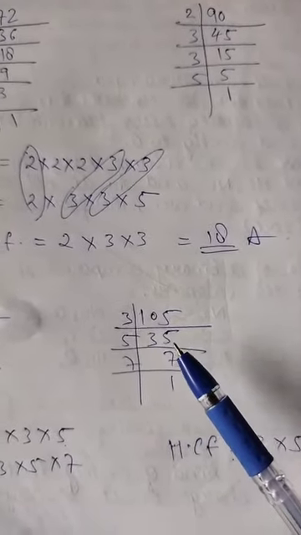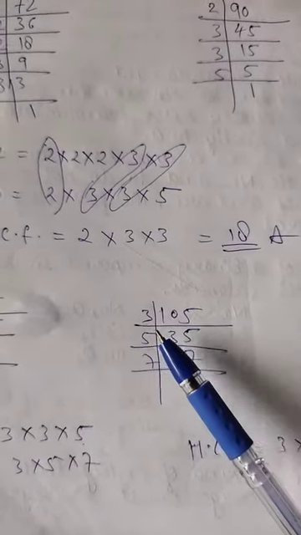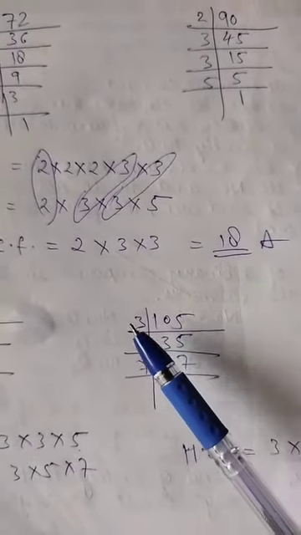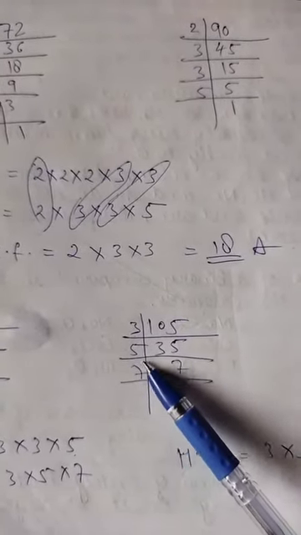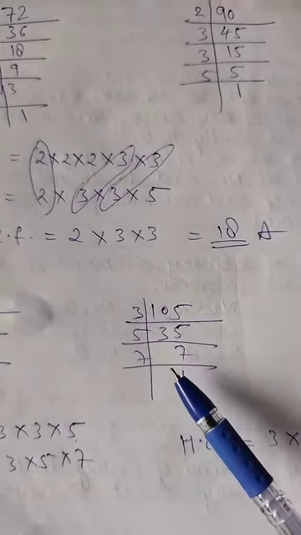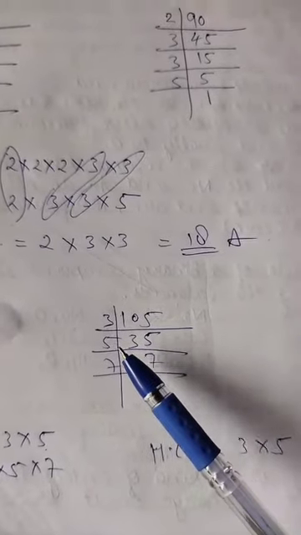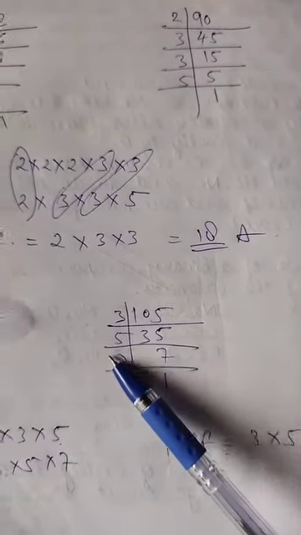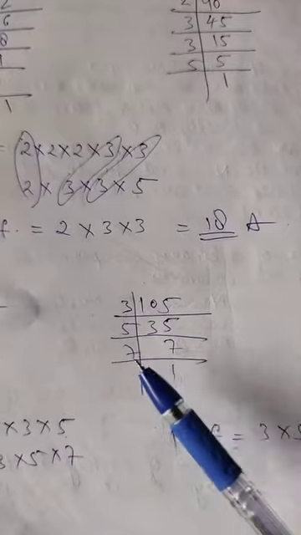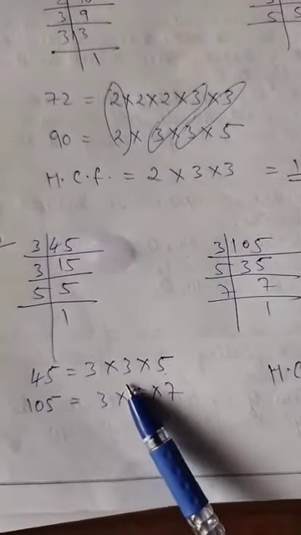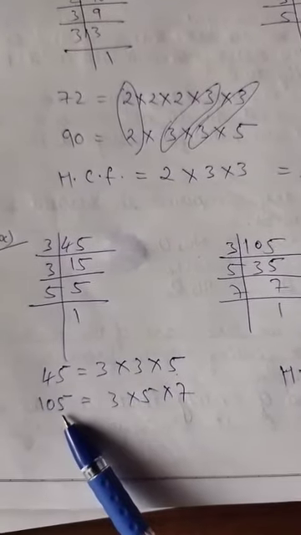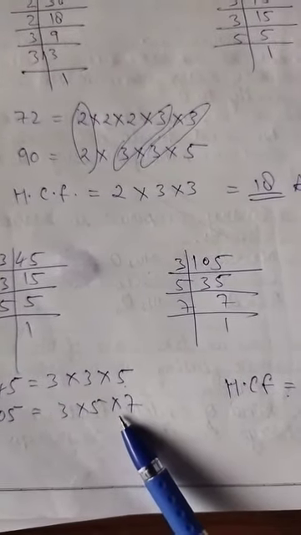This is the main point: whenever you are taking the factors of any number, you have to choose only prime numbers. There should not be any other number like even or composite. Only prime numbers have to come here. So in this way, after doing factorization, you will get 45's factors as 3 into 3 into 5, then 105's factors as 3 into 5 into 7.